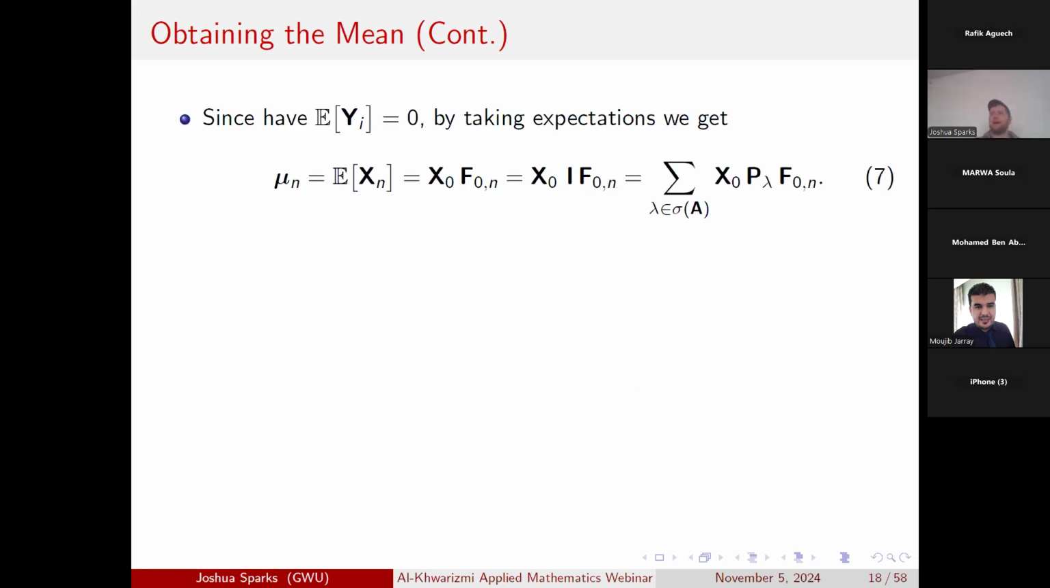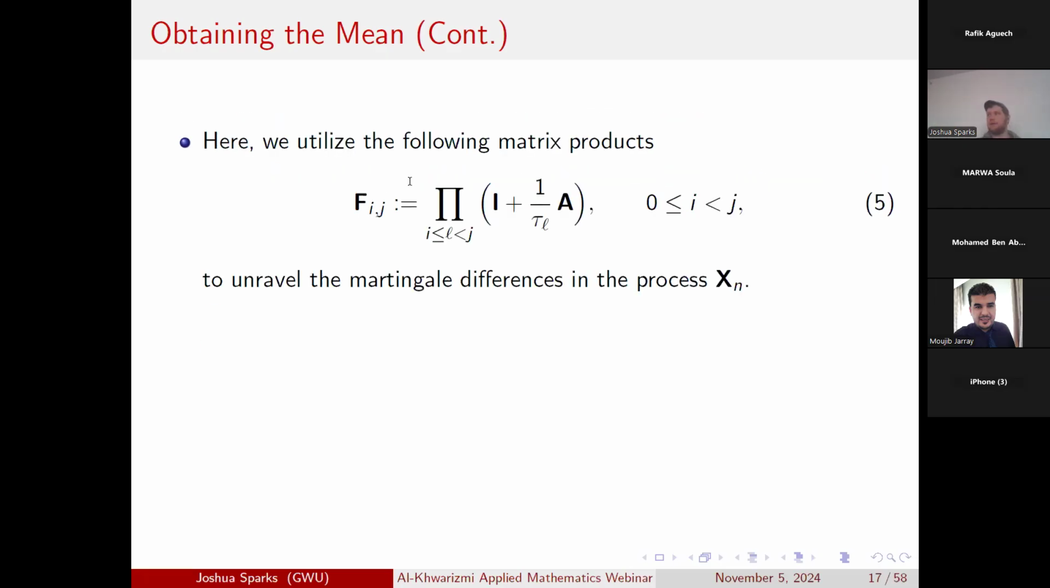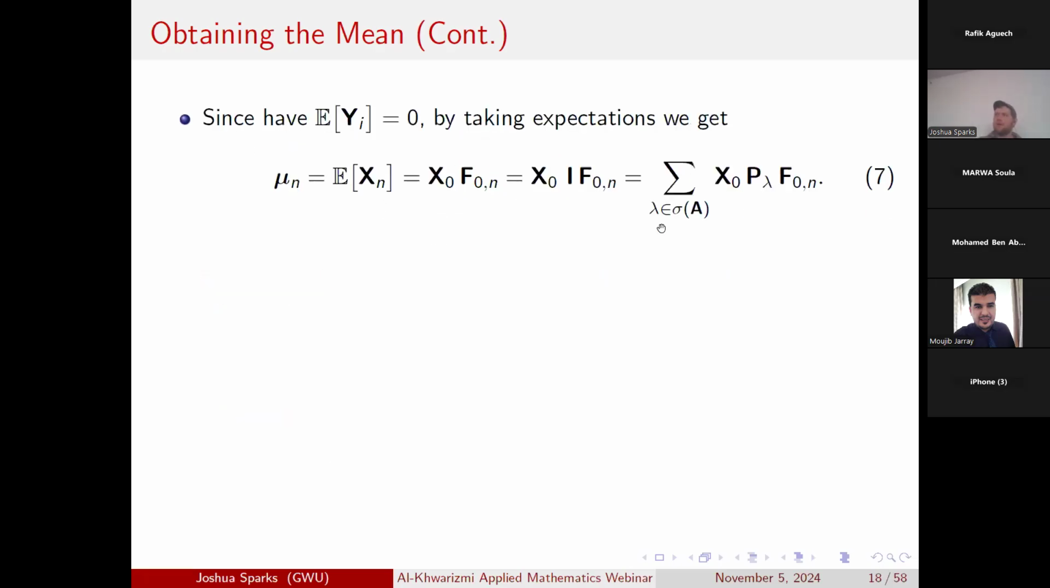Based on the fact that this is equal to zero, we can take our expectations and get that this mu sub n, the average, can unravel all the way back down. So we'll take the conditional on f sub n minus 1, f sub n minus 2, and so on. And we can go ahead and back up utilizing this matrix here to then become a matter of this F matrix that we've defined. And this is where we get a little sneaky. We're able to take then, we'll basically add an identity matrix in between.